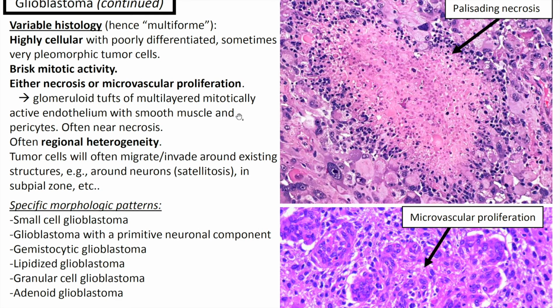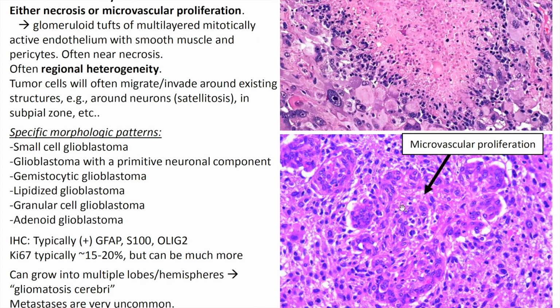So continuing with glioblastoma, just to start working our way through the histology. They can have a variable histology, hence multiforme, or multiple forms. They are highly cellular with poorly differentiated, sometimes very pleomorphic tumor cells and brisk mitotic activity. There's either necrosis or microvascular proliferation, as we've discussed, which are both imaged right here. So this is this nice classic palisading necrosis of a glioblastoma, and then the microvascular proliferation in this bottom image.